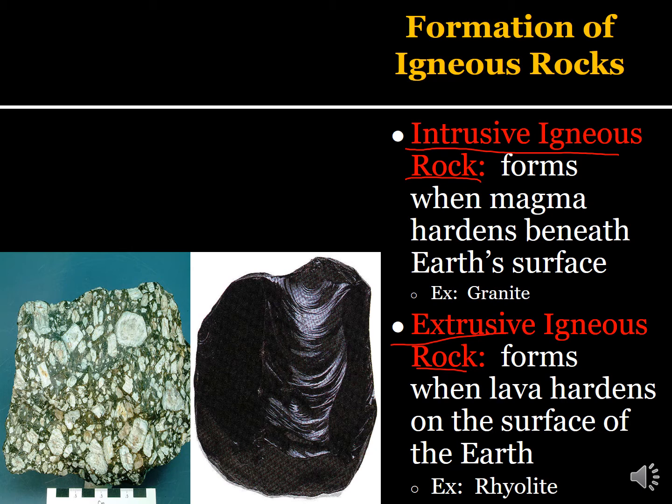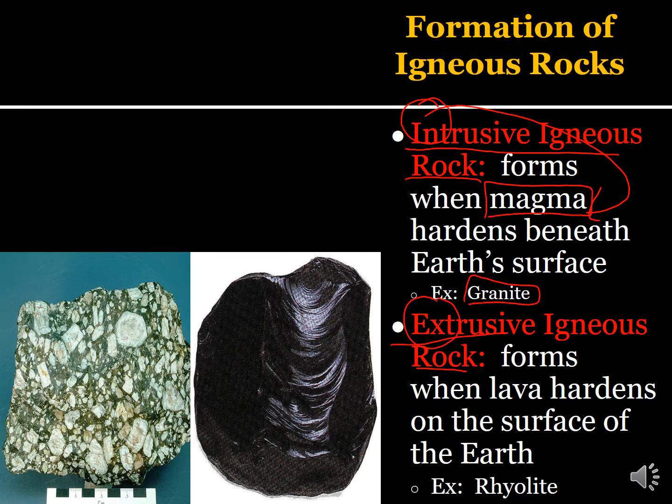Well, intrusive, the word in, and we understand that magma is inside of the Earth's crust. So, intrusive forms when magma hardens. An example of that is granite. Yes, the same granite that be inside the kitchens.